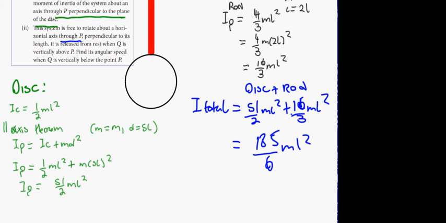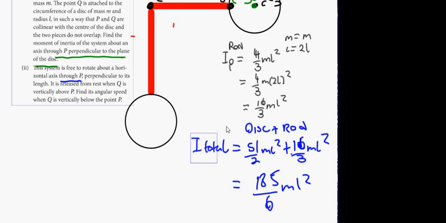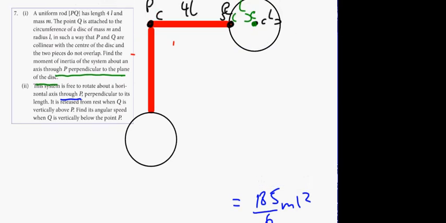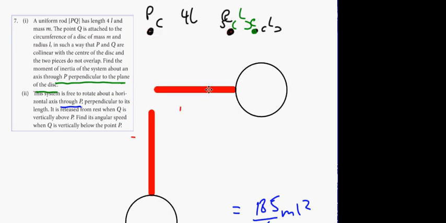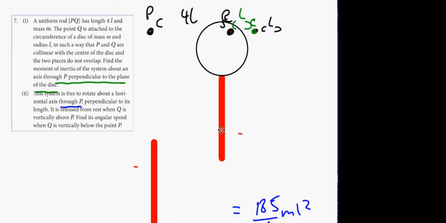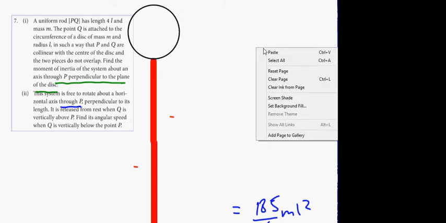Okay, so here's what we're going to do. I've got the total inertia of the full system. Okay, the only thing I need to remember now is this. I only need to remember my 185/6 ml squared. Okay, now if you read the question carefully, what it says is that it wants them to be one above the other. Okay? Now I can draw an intermediate point for you as well if you want.